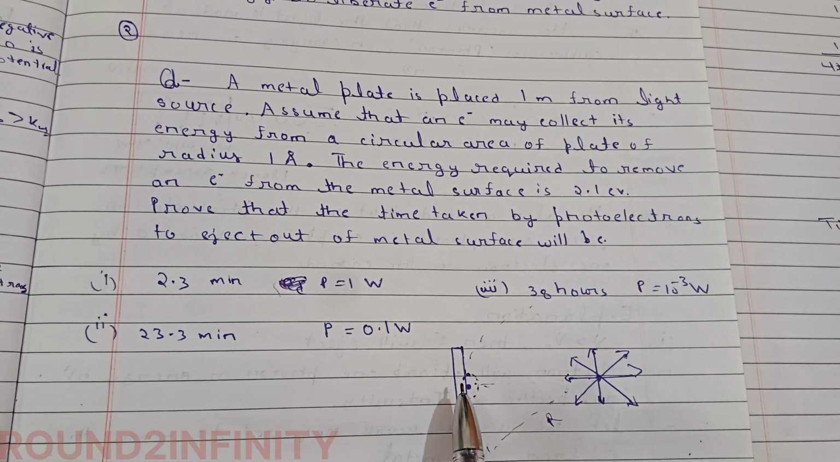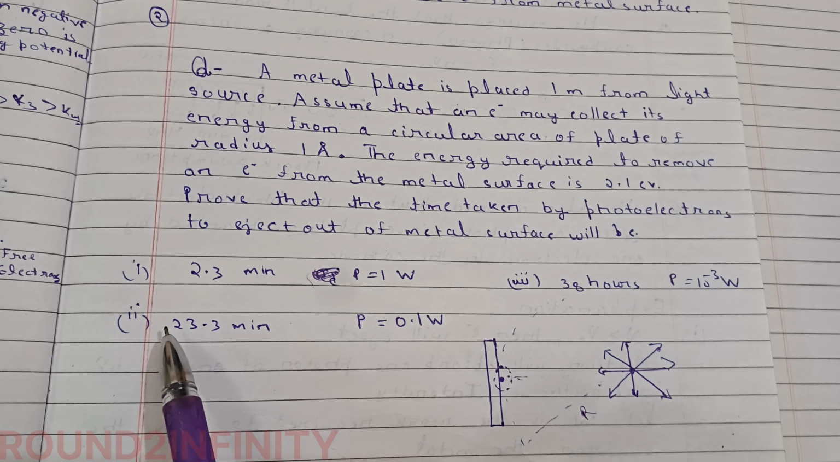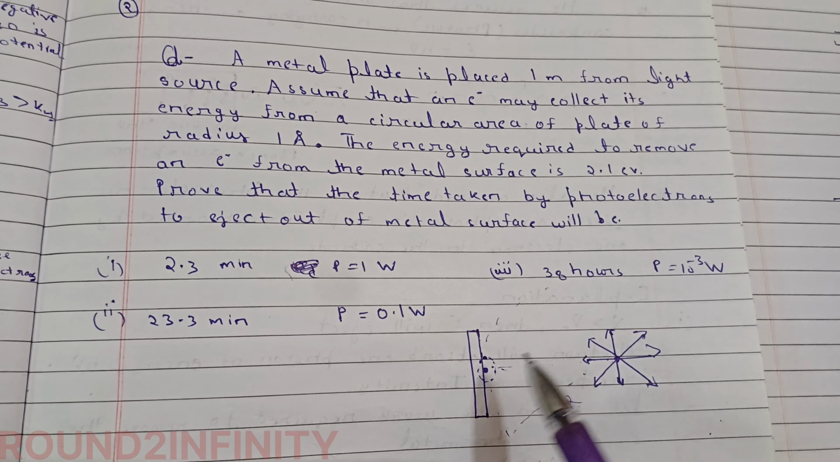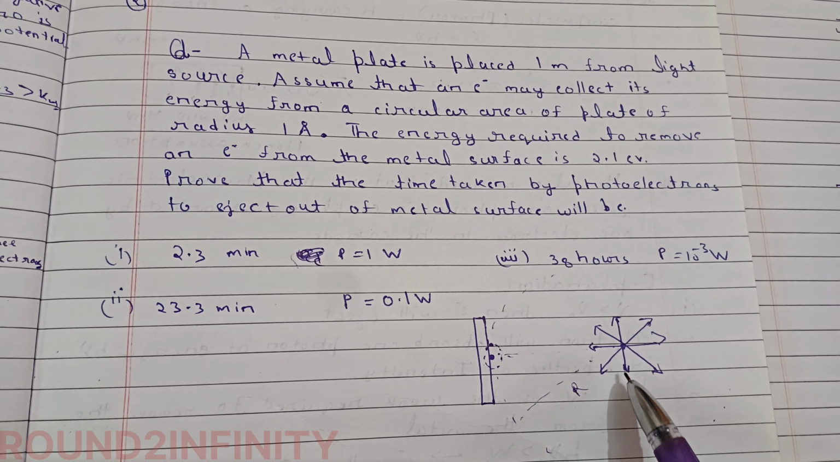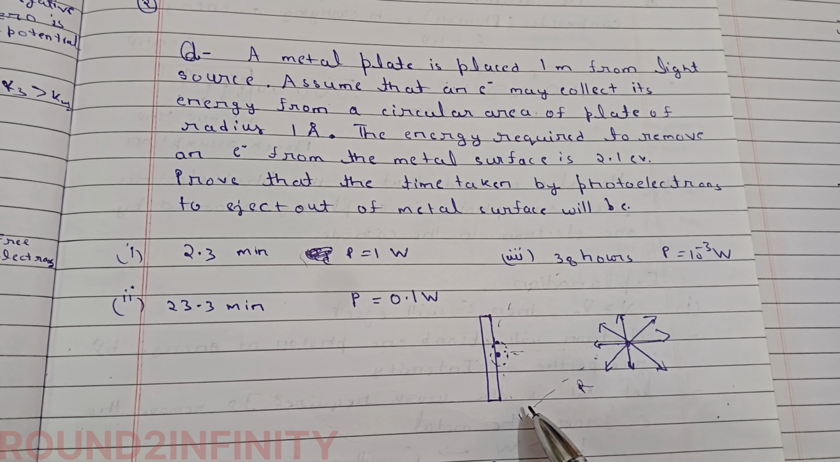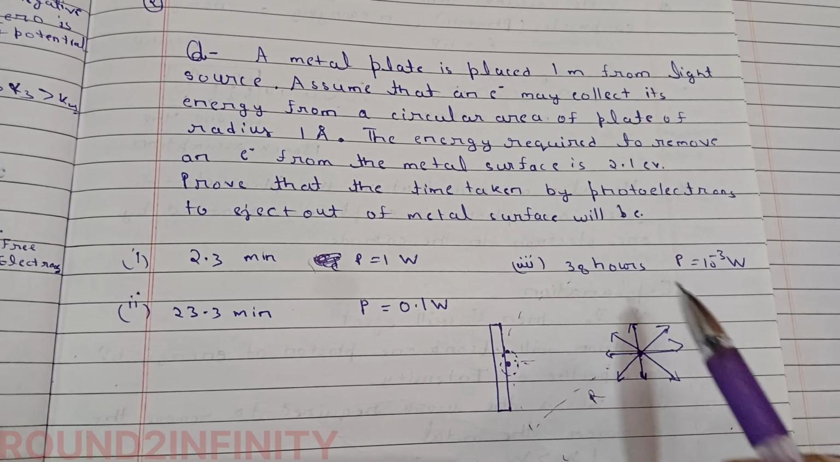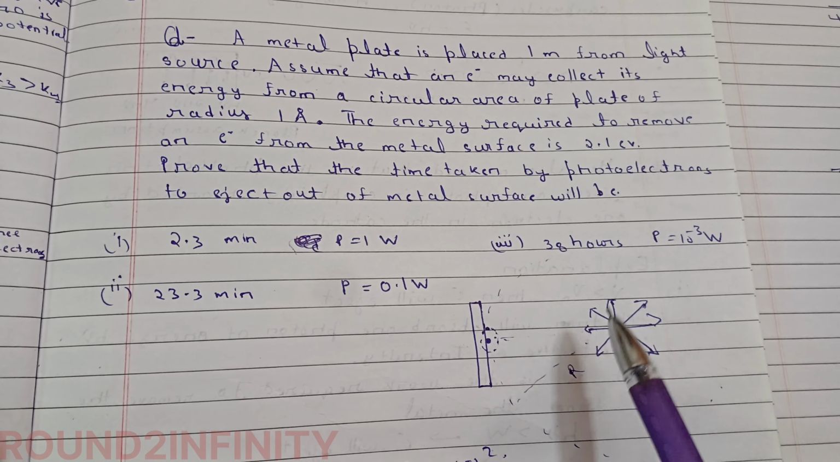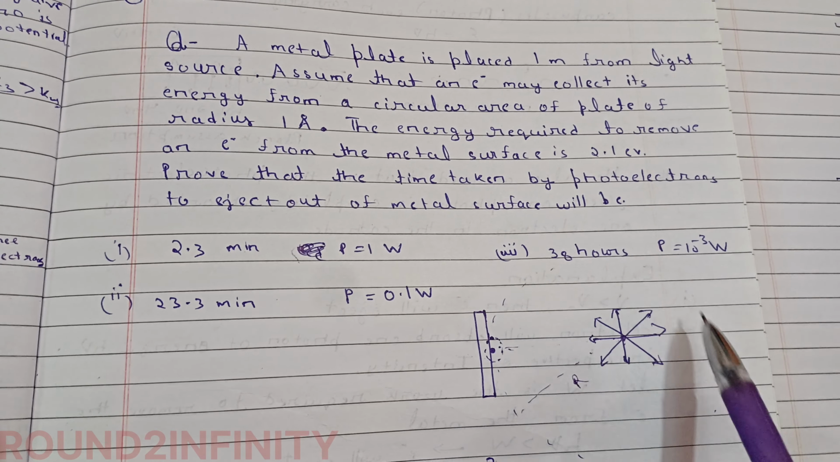So I gave you this question. I will solve this first part only, and the others you will do the same way. It is given that power is 1 watt, which means 1 joule of energy is radiated per second. The radius is 1 meter, so the whole sphere is formed by this source. Energy per unit area means energy on the sphere per unit area.